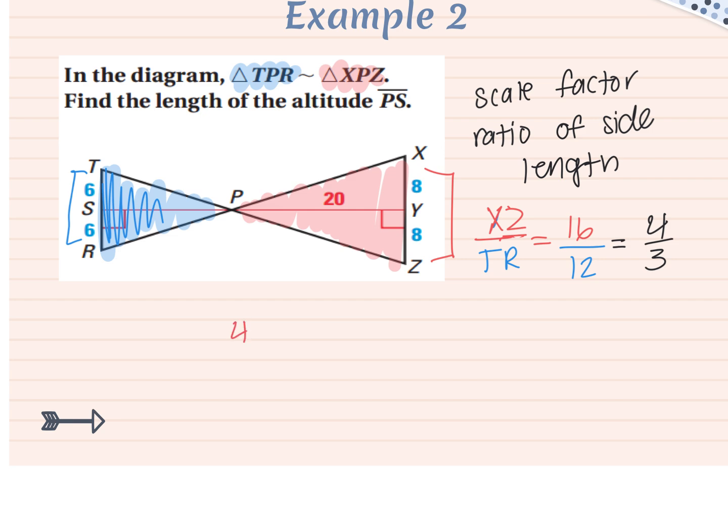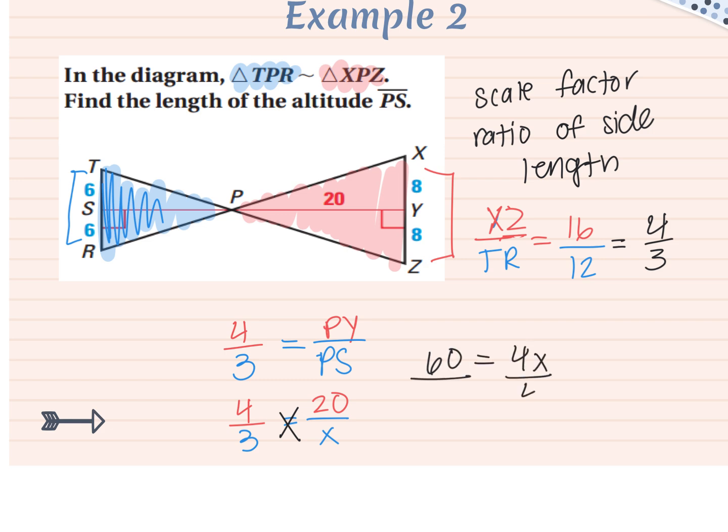I'm going to take my ratio, my scale factor, and use it to find PS. So I have 4 over 3 is equal to PY over PS. I'm going to plug it in. I still have my 4 over 3. PY is 20. PS is, I don't know, so I'm representing it as X. Cross multiply. I'm going to do 60 equals 4X. Divide by 4 on both sides. 15. So PS equals 15.